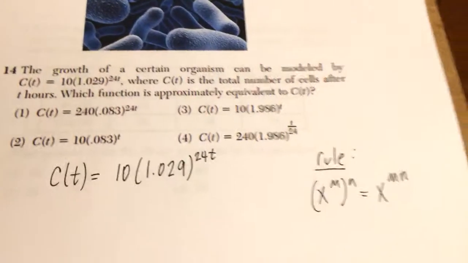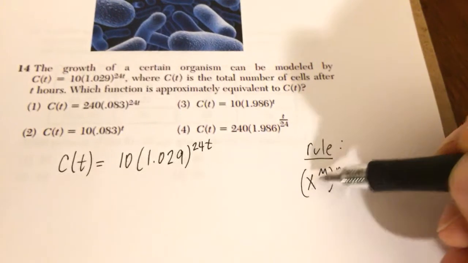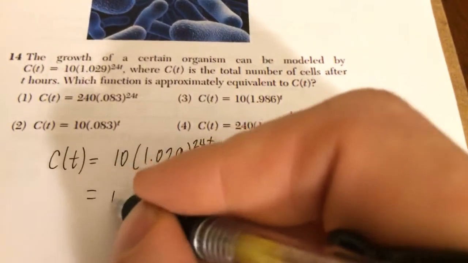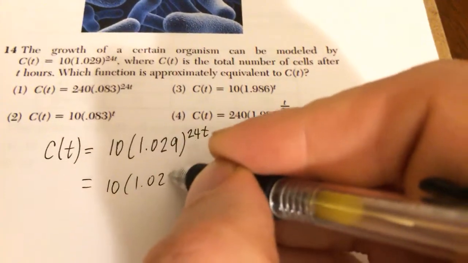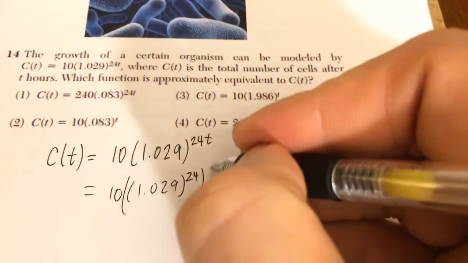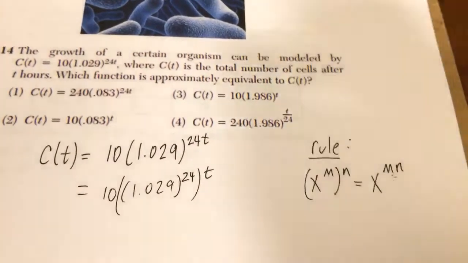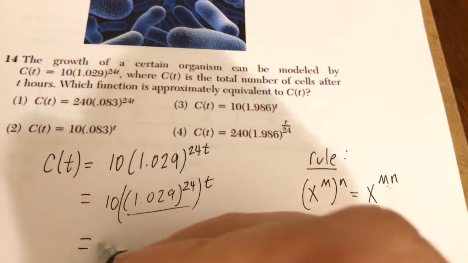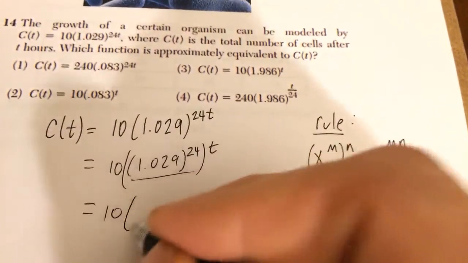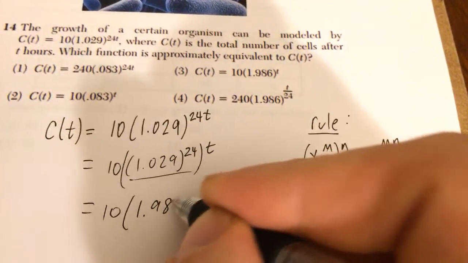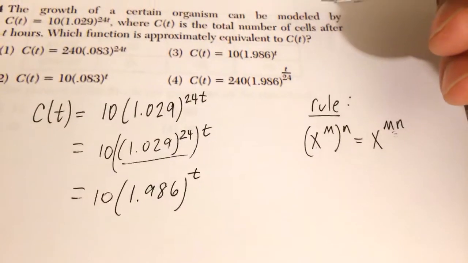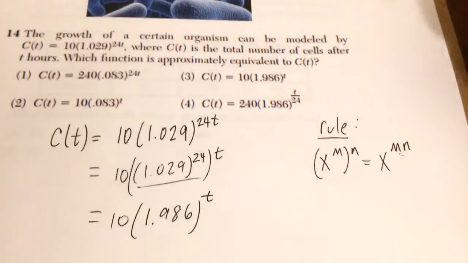To solve this, I'm going to remember this rule of exponents. When you have x to the m to the n power, you're just going to multiply these. So I'm going to rewrite this as 1.029 to the 24th, and then I'm going to leave that t outside. With that being said, I can now evaluate that. If you put 1.029 to the 24th power in your calculator, you're going to get 1.986 when you round. And if you notice, this is the same formula as number 3.